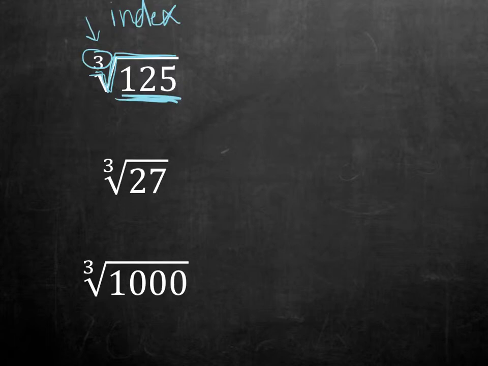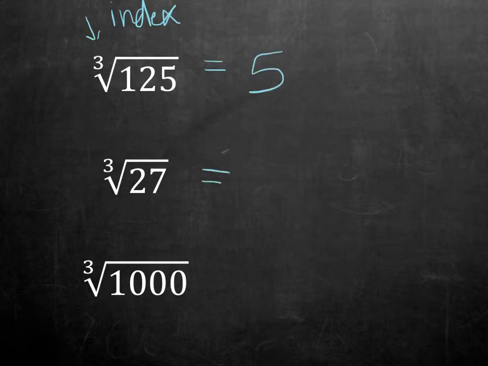So we're looking for the number, I'm going to erase all this because it's a little confusing, that you multiply by itself 3 times, that you use as a factor 3 times to equal 125. Well, if you remember what we just looked at, the number that you use as a factor 3 times to get 125 is 5. The number that you use as a factor 3 times to get 27 is 3. And the number you use as a factor 3 times to get 1,000 is 10.